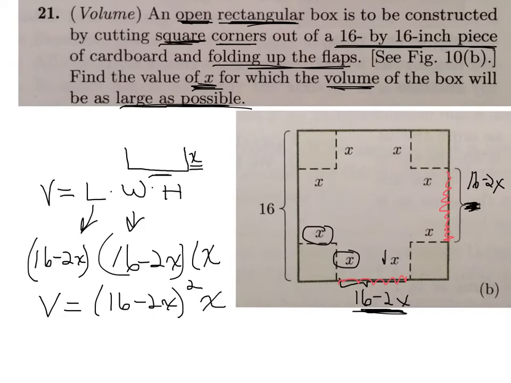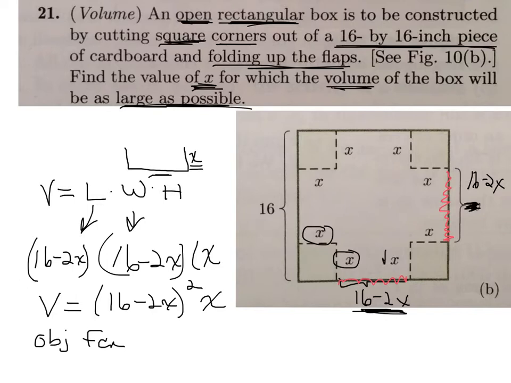Now let's think about this for a second. This volume is our objective function. Notice that the objective function only has one variable, and that variable is x. So up to this point, we have been constraining our problems, and that constraint has been used in the objective function to eliminate one of the variables. Well, I don't need to use the constraint to do that this time, but I still have a constraint. It's an implied constraint. What is that?